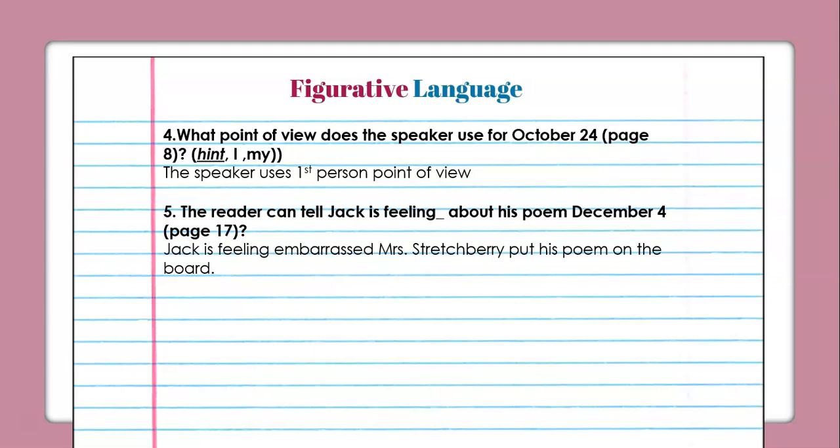So we can tell Jack is feeling embarrassed. Miss Stretchberry put his poem on the board. Remember, how do we know? He says, "Don't put my name on it." You have the last minute.